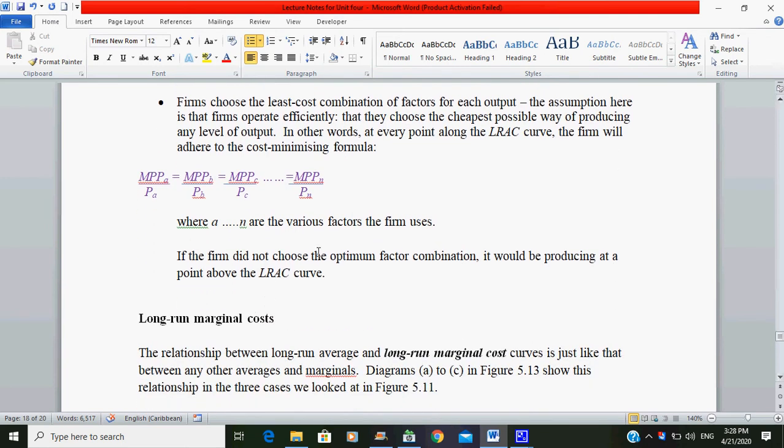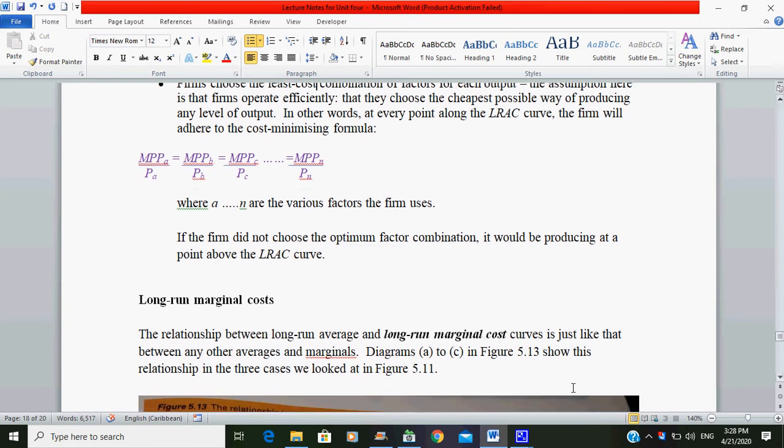If the firm did not choose the optimum factor combination, it would be producing at a point above the LRAC curve. Alright.